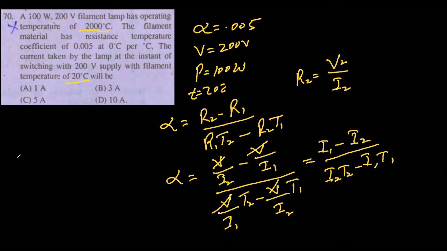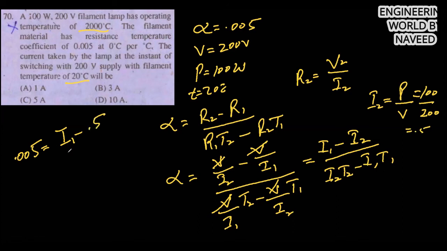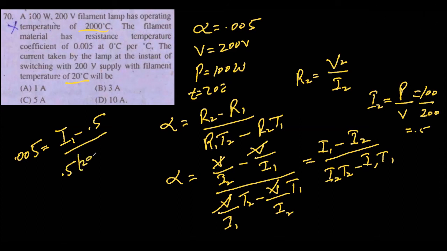Okay, alpha is given to us, that is 0.005, equal to I1 minus I2 divided by I2 T2 minus I1 T1, and I1 we need to find. I2 is equal to P divided by V, and that is equal to 100 divided by 200, so that is equal to 0.5. So 0.005 equals I1 minus 0.5 divided by I2 is 0.5 times T2, that is 2000, minus I1 times T1, and T1 is 20 degree.